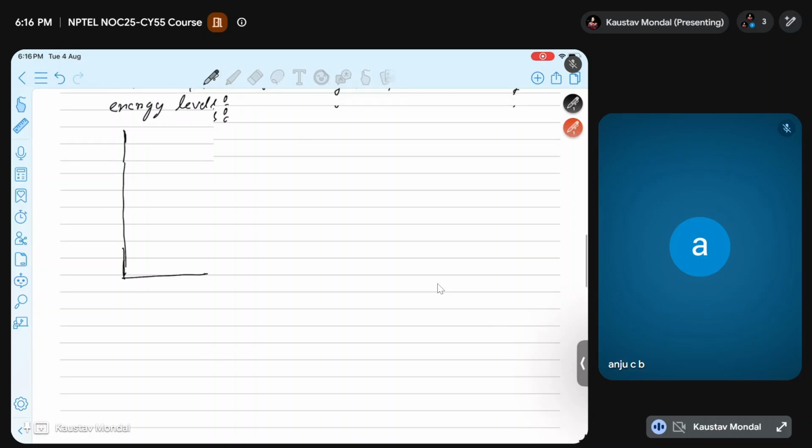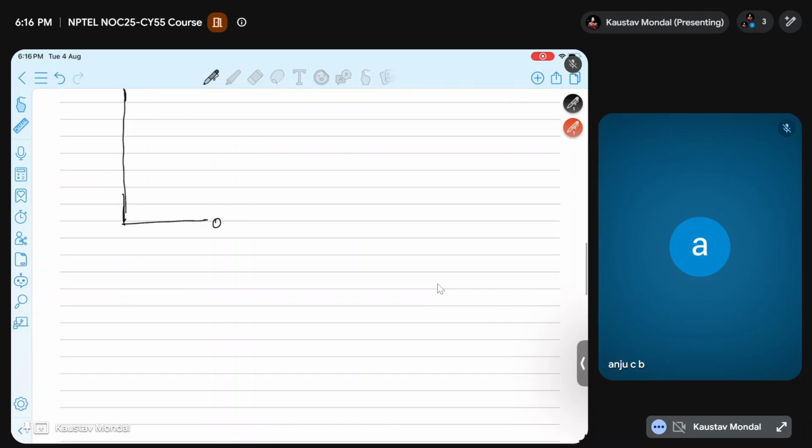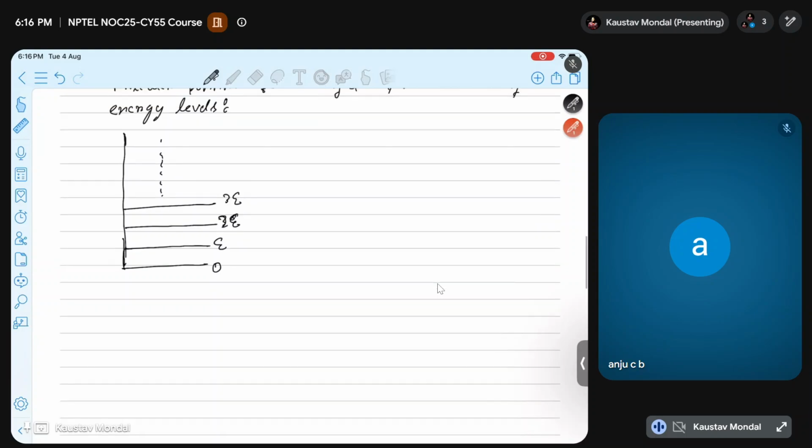This is the zeroth energy level with energy 0. This is the energy level E. This is 2E. This is 3E, and like this only. Okay, so this is an example of a uniform ladder of energy. Uniform means that the difference between two successive levels would be equal.